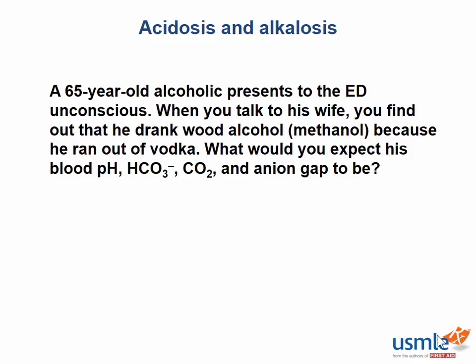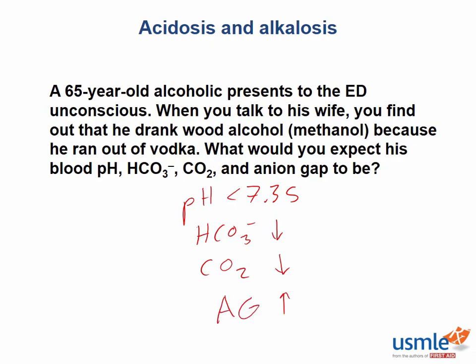In order to answer this question, you need to know that methanol causes a metabolic acidosis because it gets converted to formic acid in the liver. This means that the patient would have an acidemia with a pH of less than 7.35. A low bicarb, since metabolic acidosis is caused by a lowered HCO3. Low CO2 levels due to hyperventilation and respiratory compensation. And an elevated anion gap, since formic acid will produce formate, which is an anion.